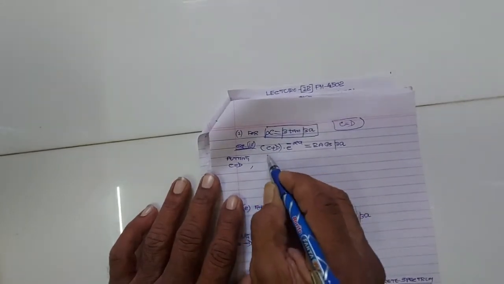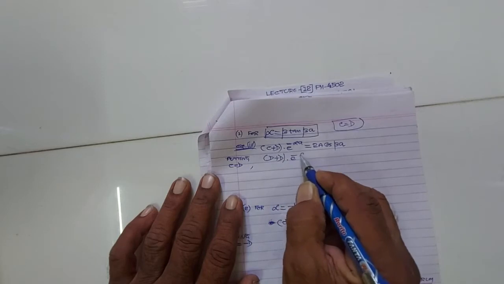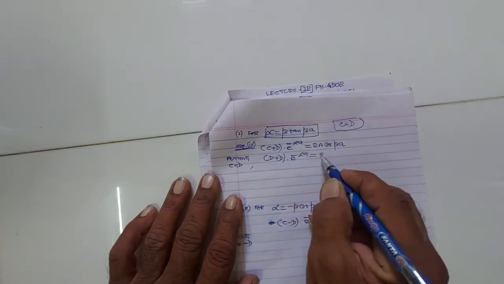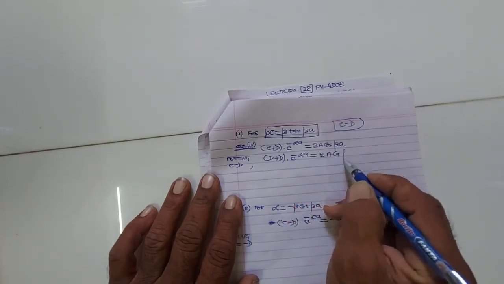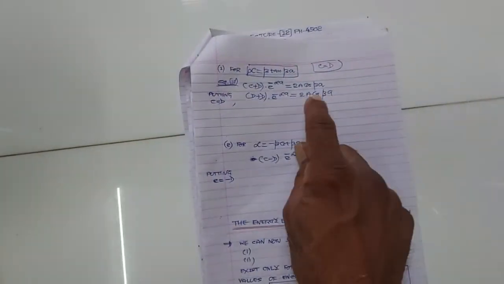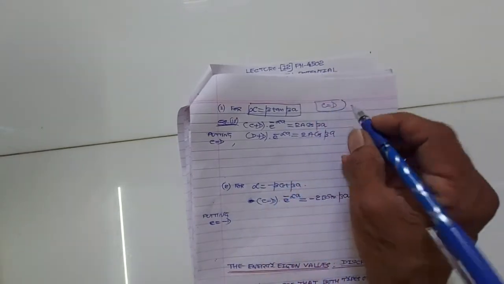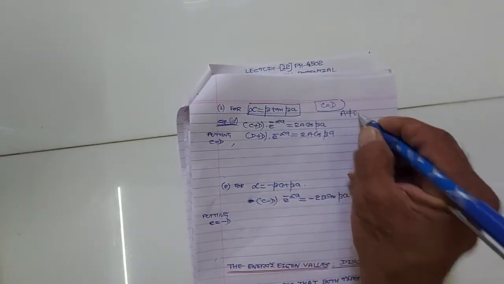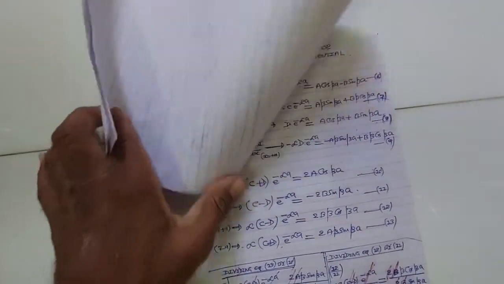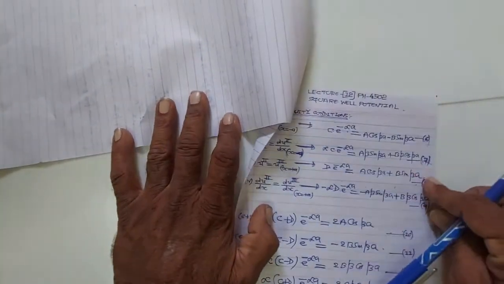So if we put c is equal to d, we get d plus d e raised to minus alpha a is equal to 2a cos beta a. You have to remember this: a is not equal to 0. For the alpha is equal to beta tan beta a solution, c and d are equal and a is not equal to 0.